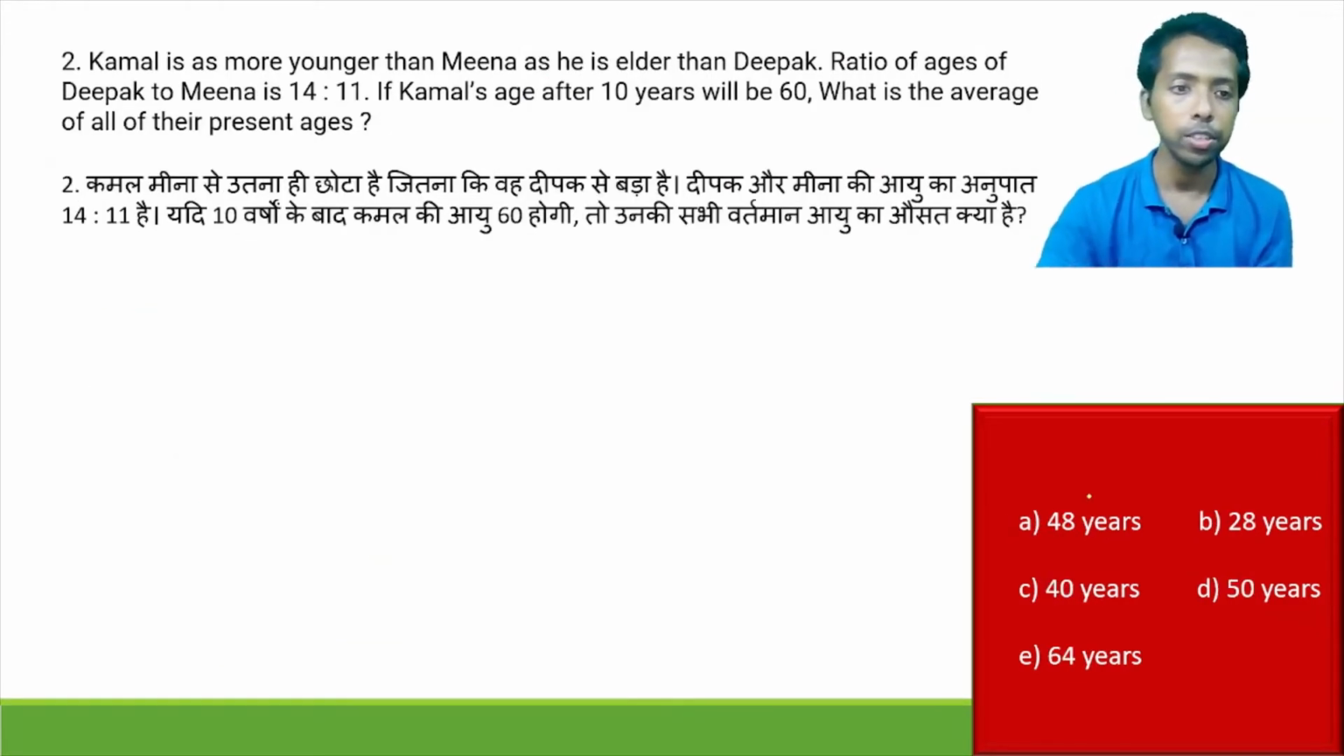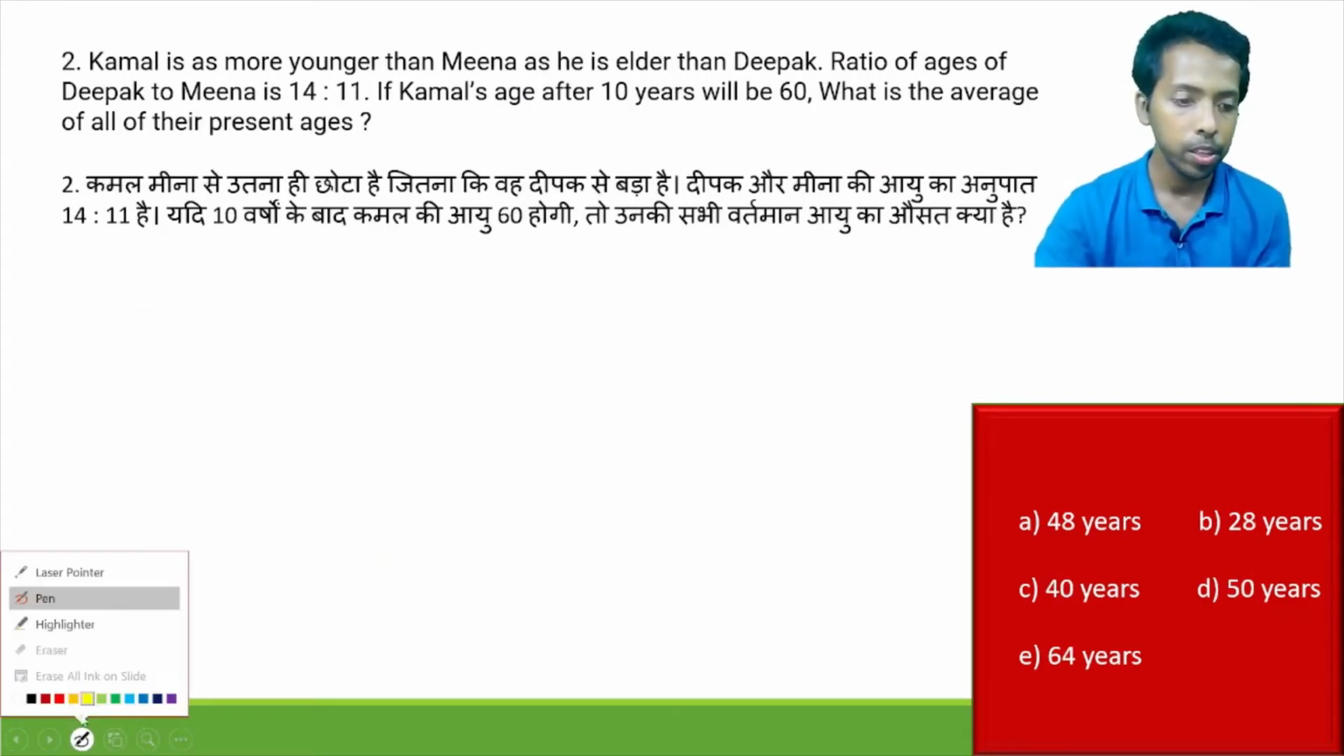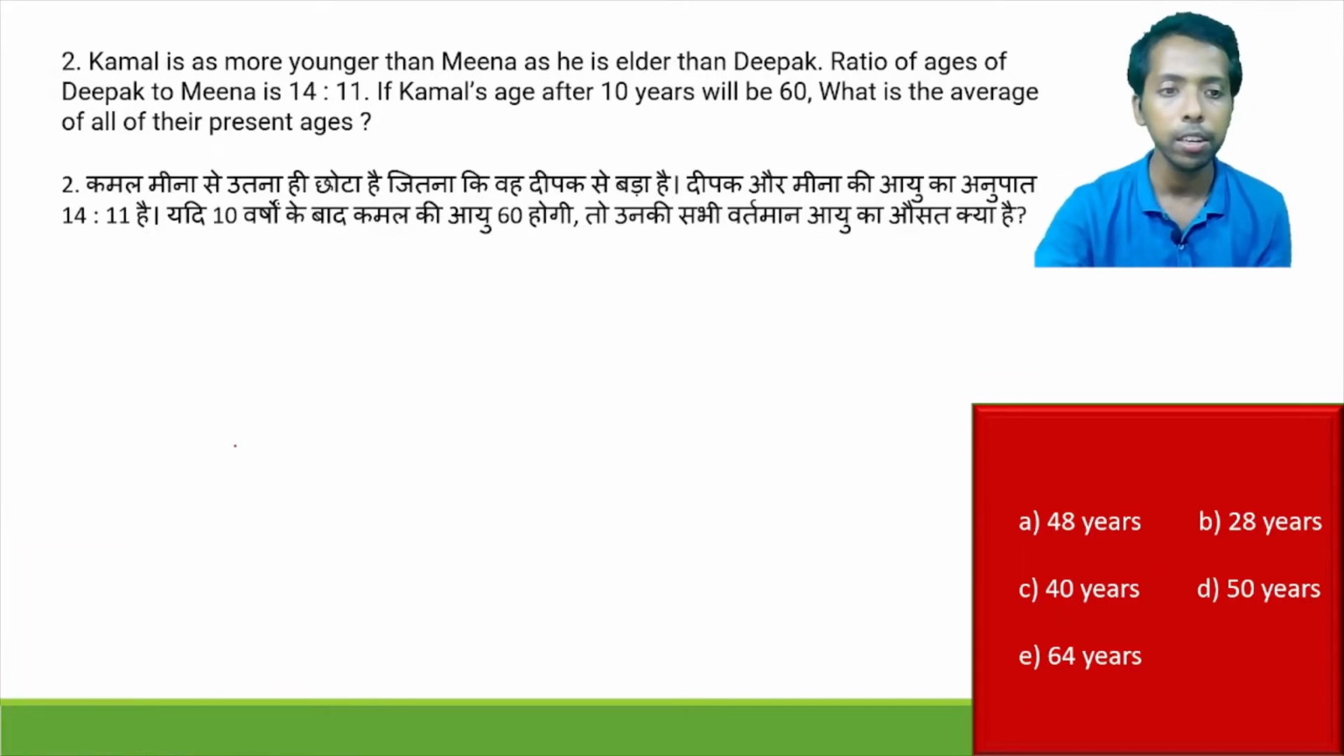Moving to the next question here. Second one, solve it and tell me the correct answer. Okay, Kamal is as much younger than Meena as she is elder than Deepak, right? So Kamal is younger than Meena. Okay, so Meena's age is more than Kamal, and as she is elder than Deepak.